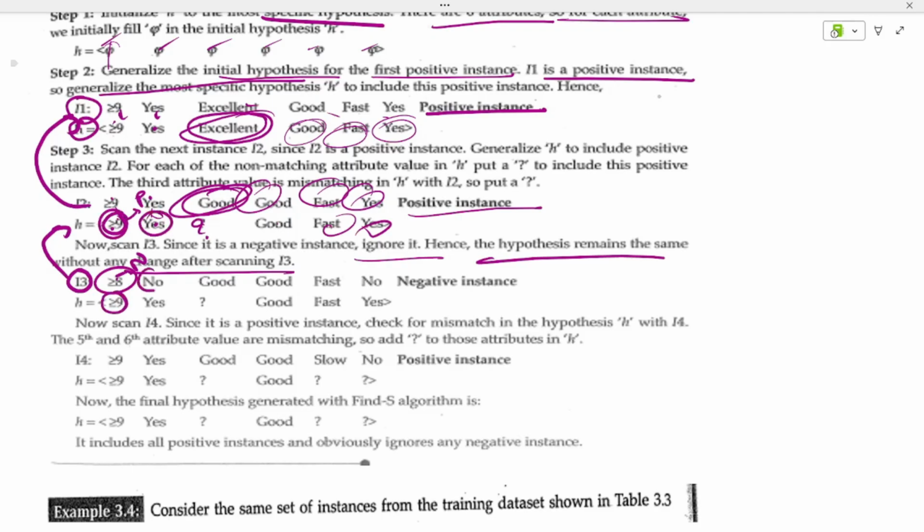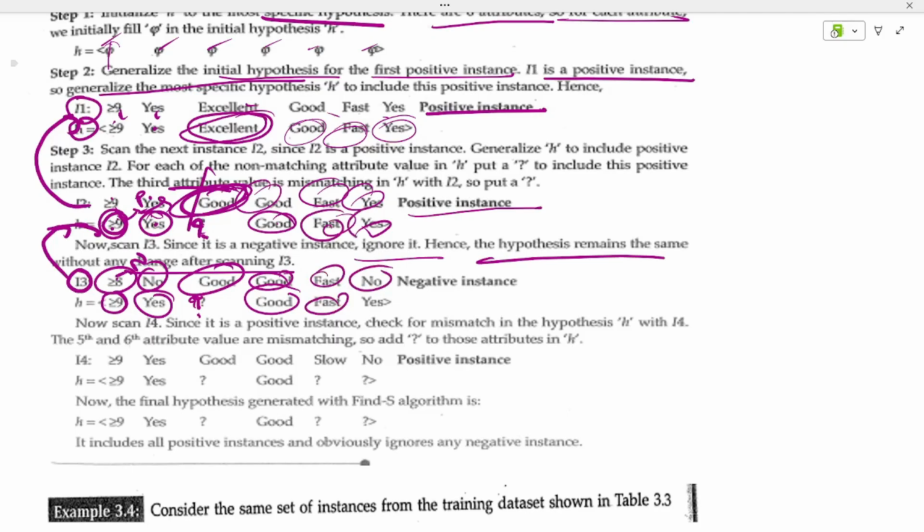Next here it is yes and no. You consider the positive, so you replace with yes. And good, and here it is also good. Sorry, here it is a question mark, right? Not this one, you should compare with the hypothesis. Next here it is a question mark, and a question mark you replace with a question mark only. Next, good and good, so good only. Fast and fast, fast only.